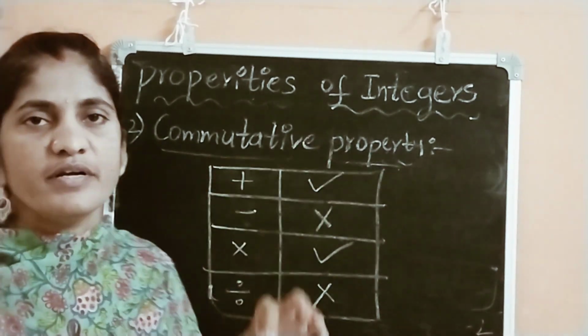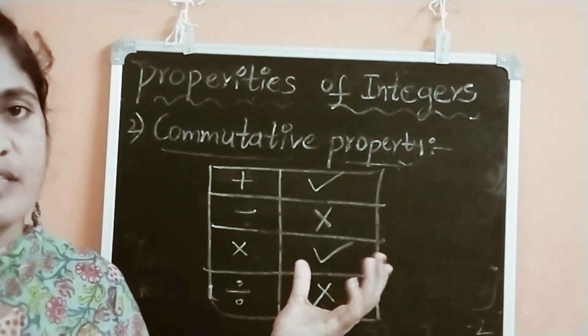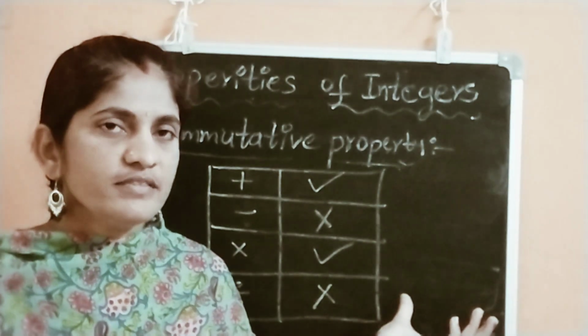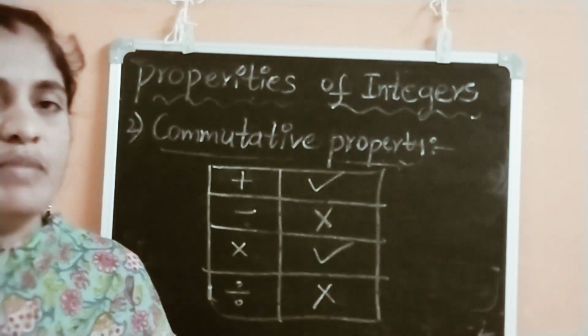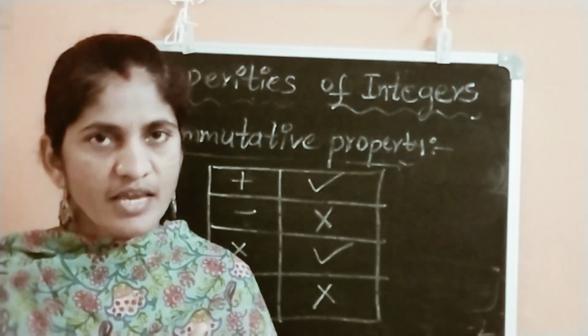By this we completed the commutative property, and in the previous class closure property, commutative property we completed. So I think you understood well.